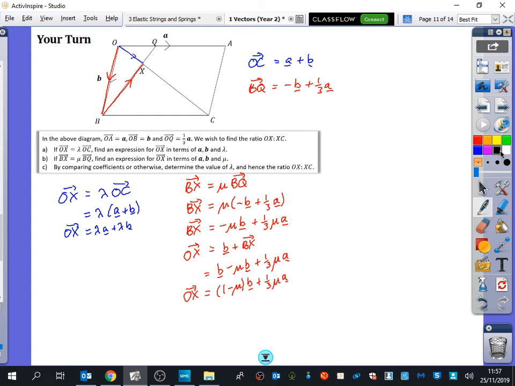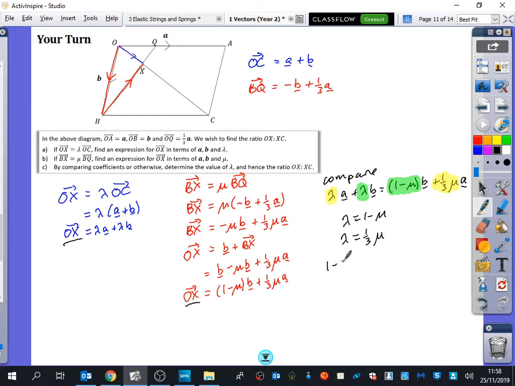Now I can do part C of the question, which says comparing coefficients. So I'm going to compare OX and OX with each other. So I get lambda A plus lambda B equals 1 minus mu B plus a third mu A. You can then see lambda, which goes with the A, is equal to a third mu. And also lambda is equal to 1 minus mu that goes with the B.